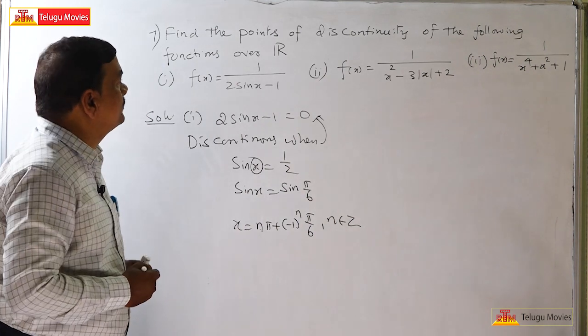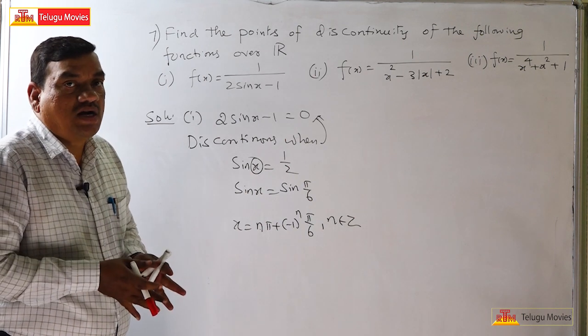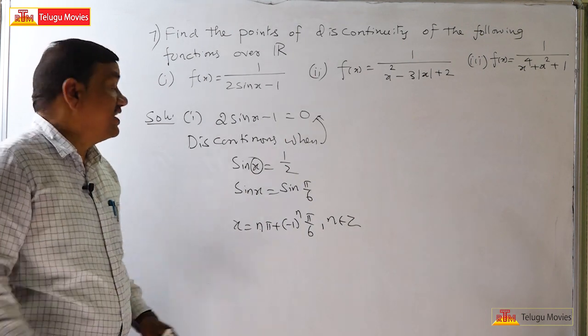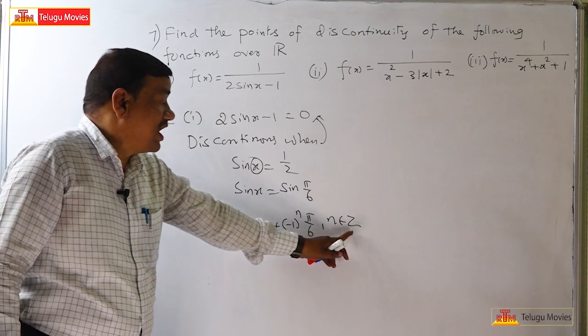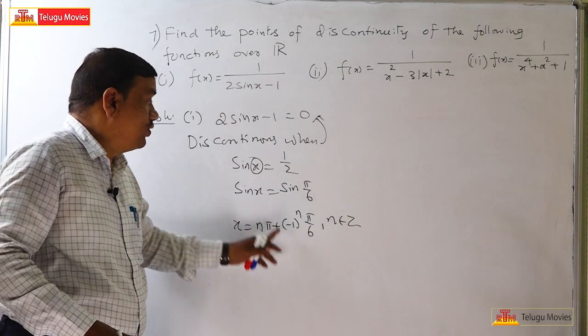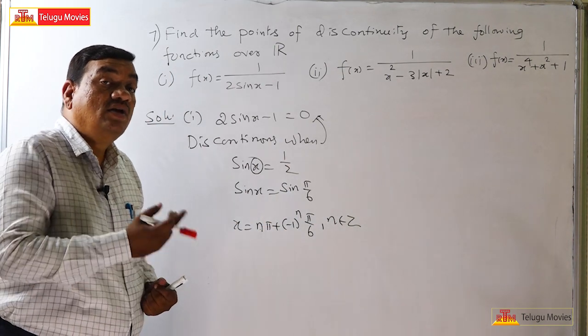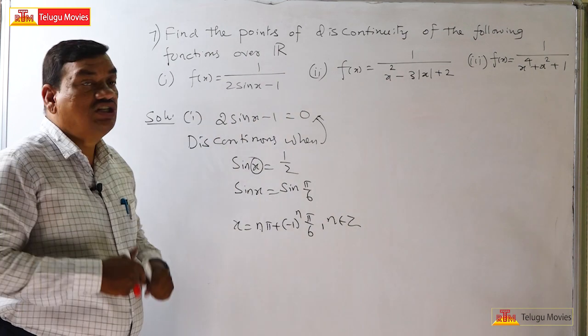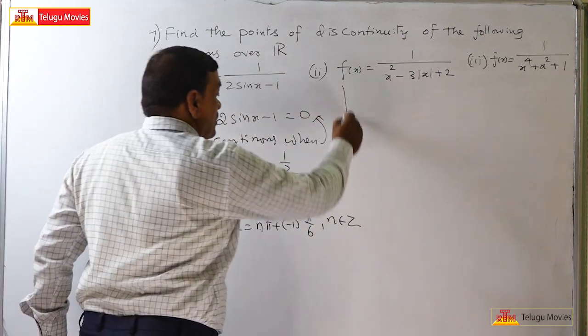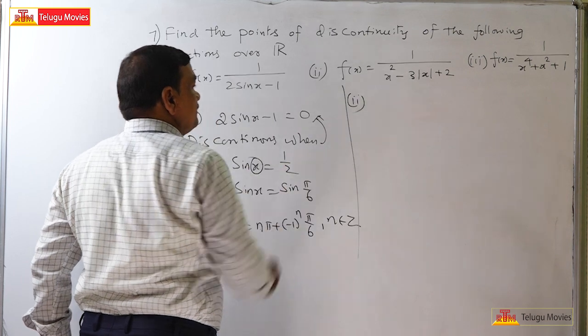So we cannot limit those points. We cannot say this many points. Infinite number of points. Here n belongs to Z. Wherever n is an integer, you will get an x value. At that point, this total function is discontinuous. Okay, so coming to the second one.